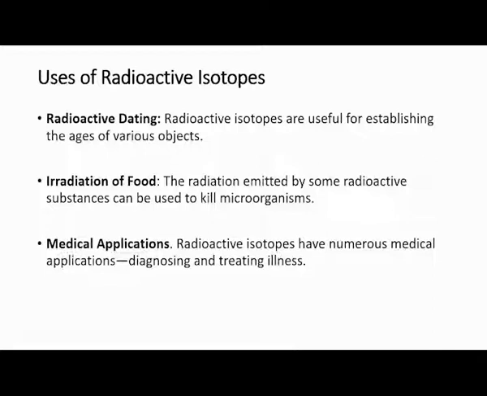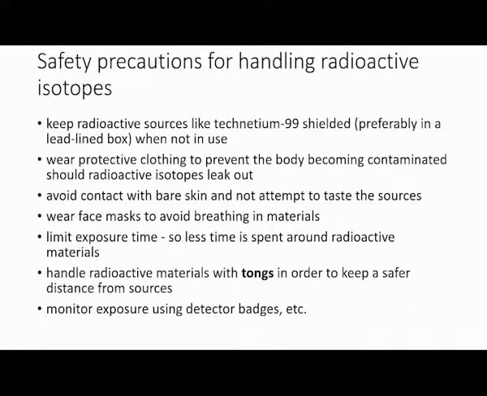Then we move to the uses of radioactive isotopes. These are just some of the uses, but students can still find more and more explanation on this. They can be used for radioactive dating, irradiation of food. They can also be used to treat food and then keep them longer. They are also used in medical application. So these are just some of the uses, but there are more uses over there. Students can find out more.